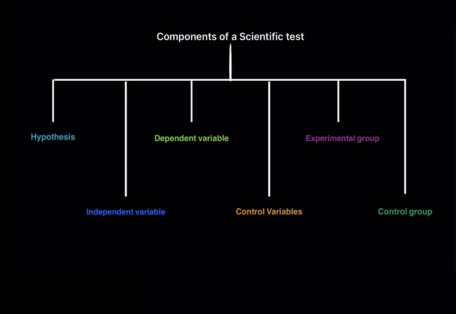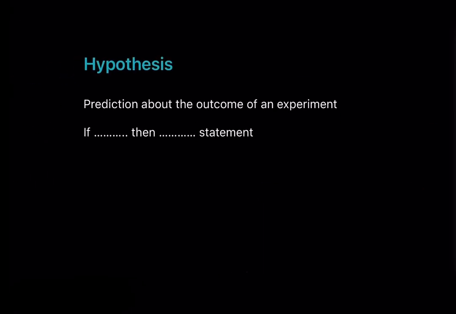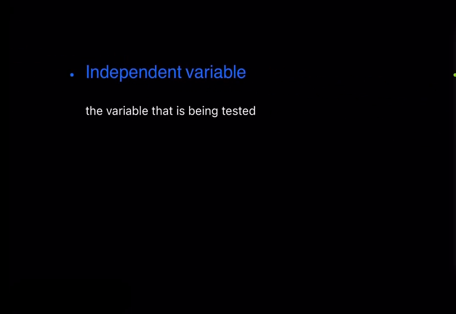We have hypothesis, the independent variable, dependent variable, control variables, experimental group, and a control group. So, let's look at each of these in a little more detail. Hypothesis is simply an educated guess, a prediction that is made about the outcome of an experiment. So you would do this before you actually start your investigation. We generally put it up as an if-then statement. So what's an independent variable? It's a variable or a factor that is being tested.